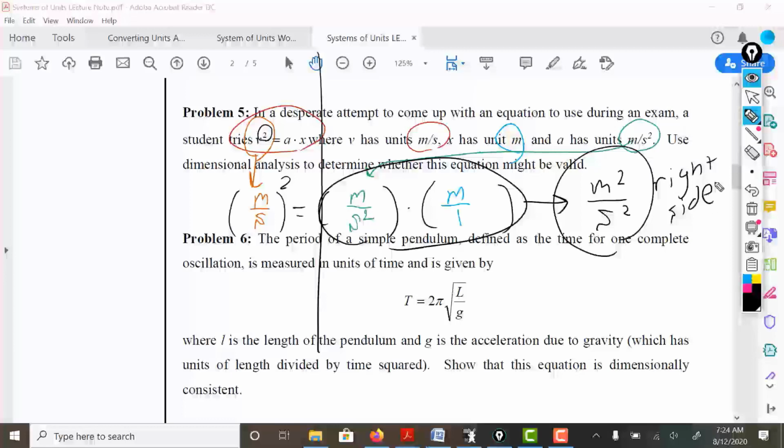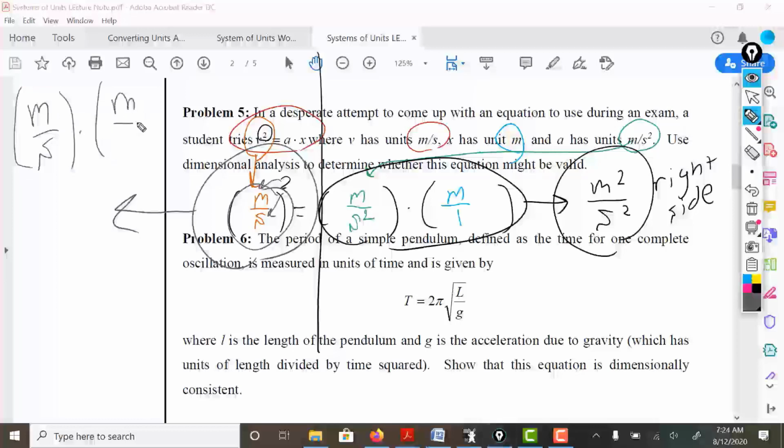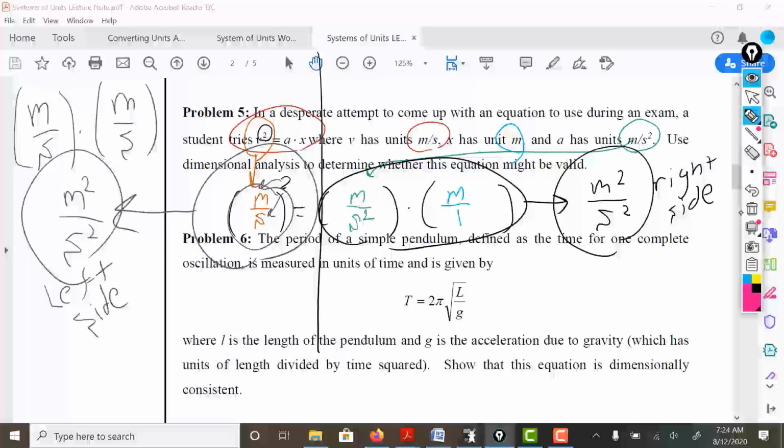Let's look at the left side. When I have this power on the outside, it's going to be applied to everything inside of it. Or if you'd rather see it, it means I'm going to multiply this thing by itself twice. In other words, it's going to be M over S times M over S. M times M at the top gives me M squared. S times S on the bottom gives me S squared. This is the left side. Notice that the left side and the right side are the same thing.